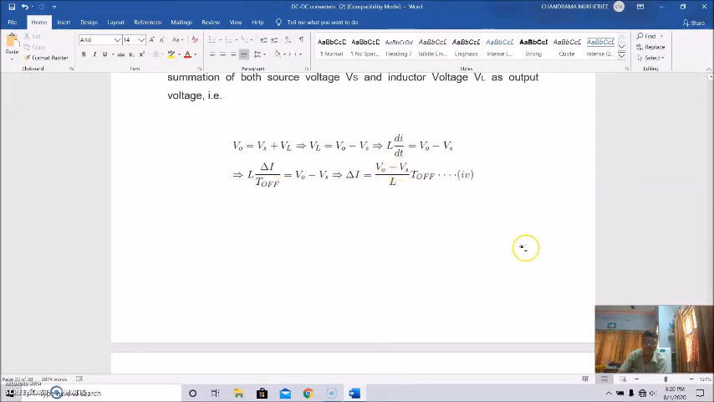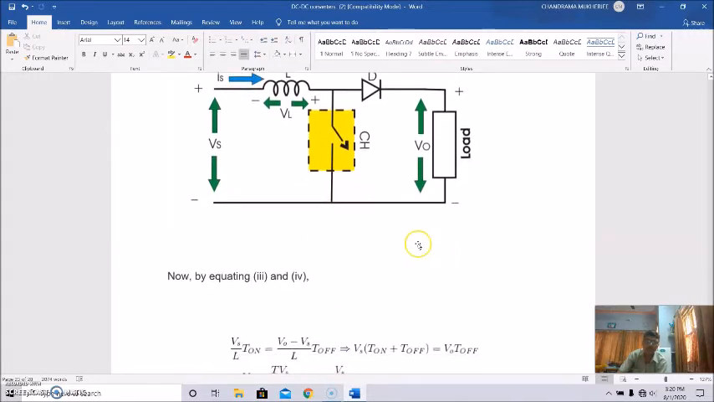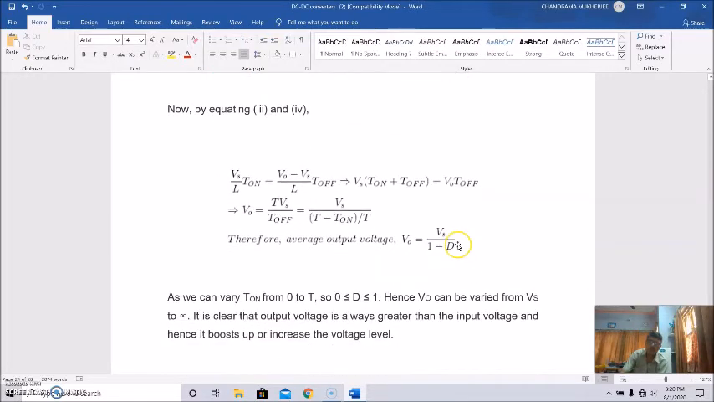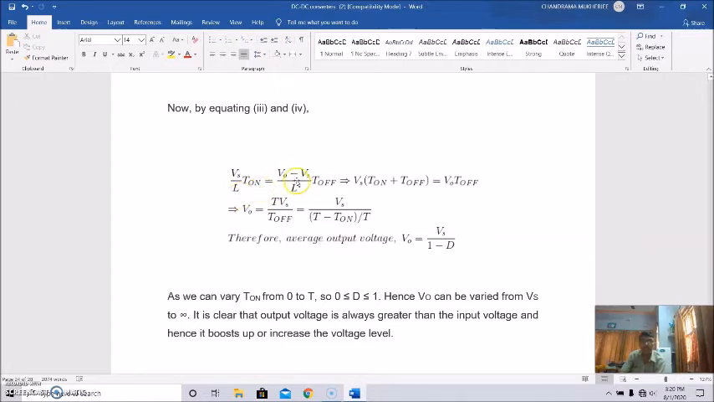If we equate 3 and 4, this is the turn off condition circuit diagram. The chopper is off, so Vs plus VL should be equal to this. Now if we equate these two, we find Vs by L turn on should be equal to (V0 minus Vs) by L into turn off. So Vs (turn on plus turn off) equals V0 turn off.